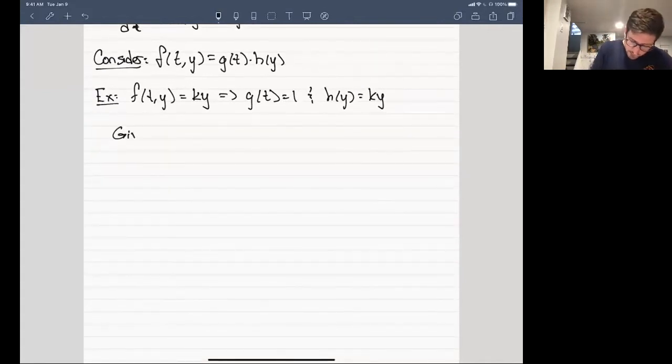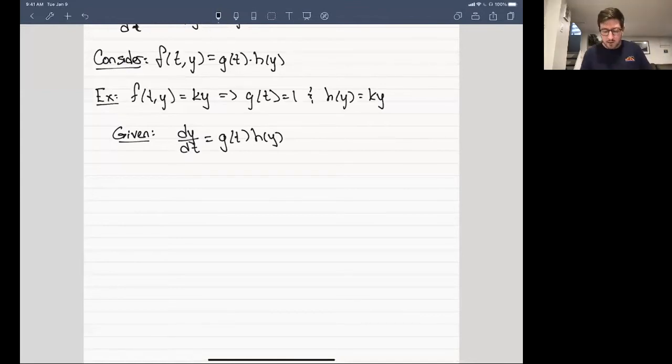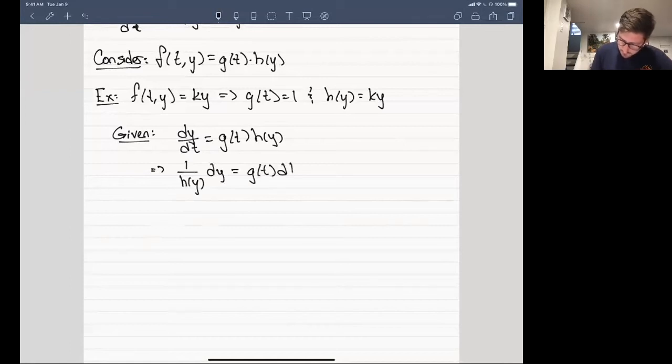Well, this tells us that if we're given this differential equation, I'll skip right to it being separable. So g of t times h of y. We can collect all of the t's on one side and all of the y's on another. So I'm going to treat dy dt as a fraction. And so I'm going to have 1 over h of y dy is equal to g of t dt. Okay, so I multiplied the dt up and I divided the h of y off.